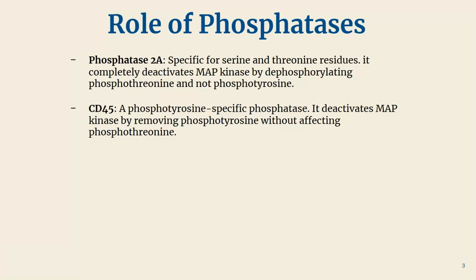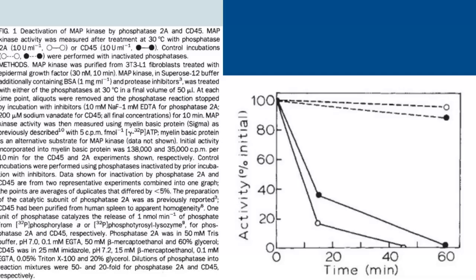The authors of this paper conducted different experiments to prove that these phosphatases regulate MAP kinase and are specific to the amino acid residues on MAP kinase. The first of these experiments was the deactivation of MAP kinase by phosphatases. MAP kinase was purified from 3T3L1 fibroblasts and treated with epidermal growth factors.